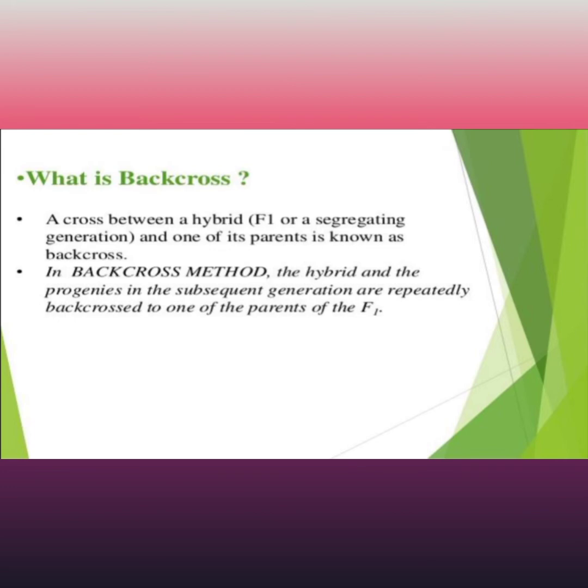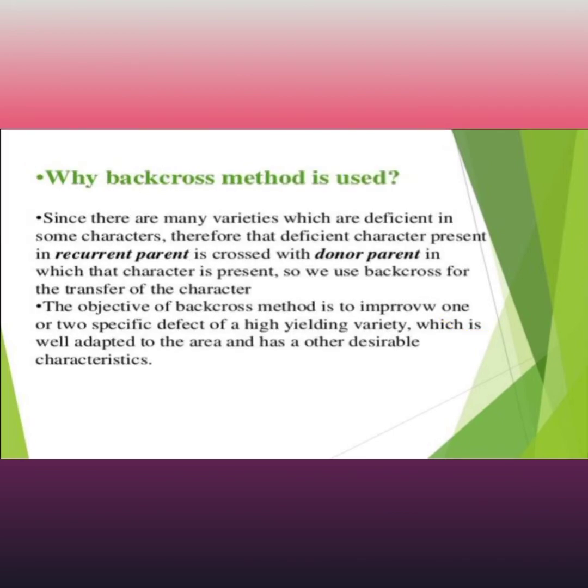The hybrid progenies of subsequent generations are repeatedly backcrossed to one of the parents of the F1 generation. Why are backcross methods used? There are many varieties which are deficient in some characters. Those deficient characters are present in a donor parent, which is crossed with the recurrent parent, so we use the backcross method for the transfer of characters. The objective of the backcross method is to improve one or two specific defects of a high yielding variety which is adapted to the area and has other desirable characters.